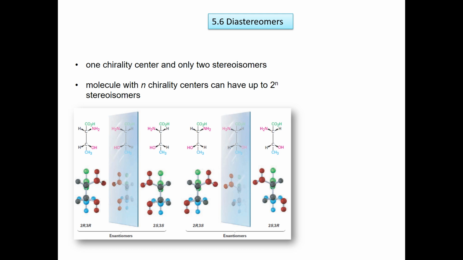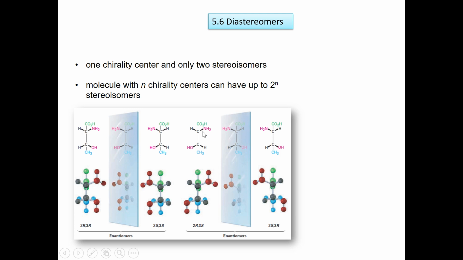Okay, here, for example, we have a compound that has 2 chiral centers. We can draw these different products: the 2R,3R, the 2S,3S, the 2R,3S, and the 2S,3R. You can say that these first two, the 2R,3R and 2S,3S, are enantiomers one to the other, and the 2R,3S and the 2S,3R are enantiomers one to the other.